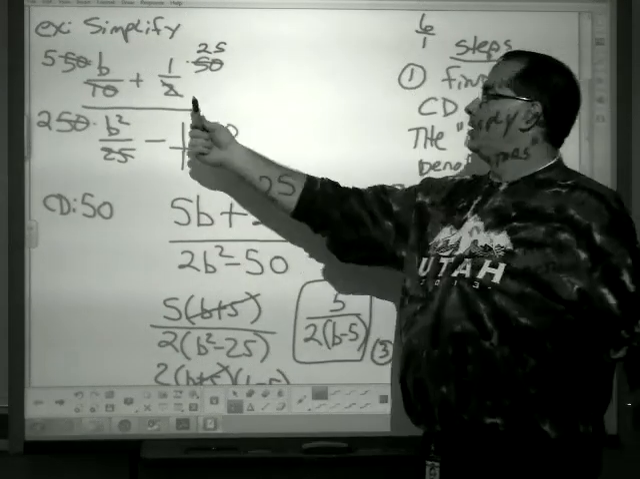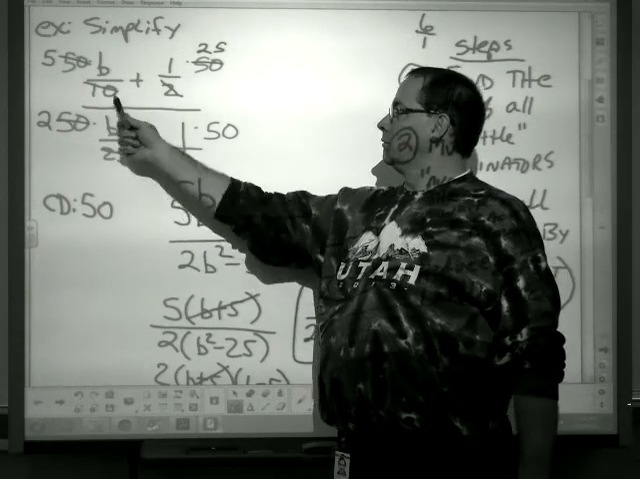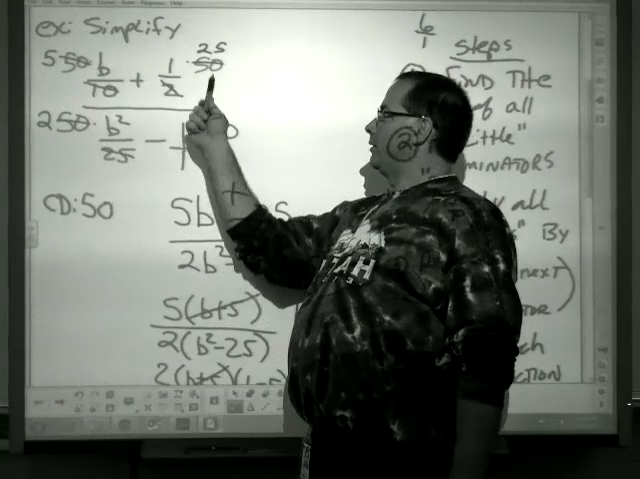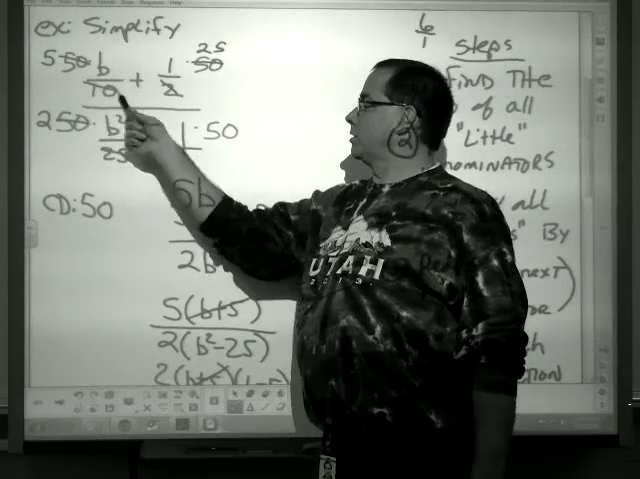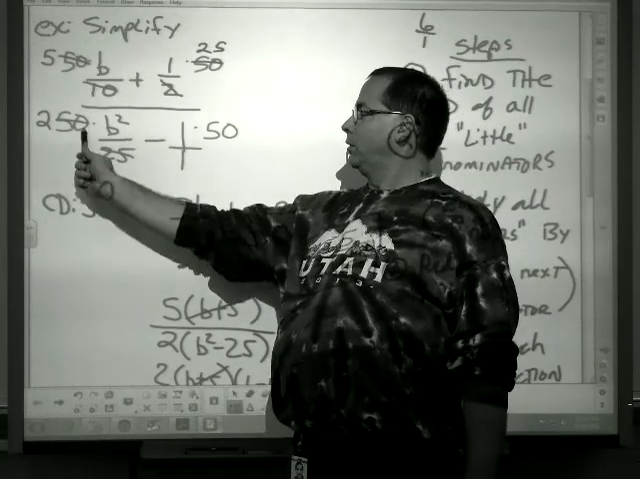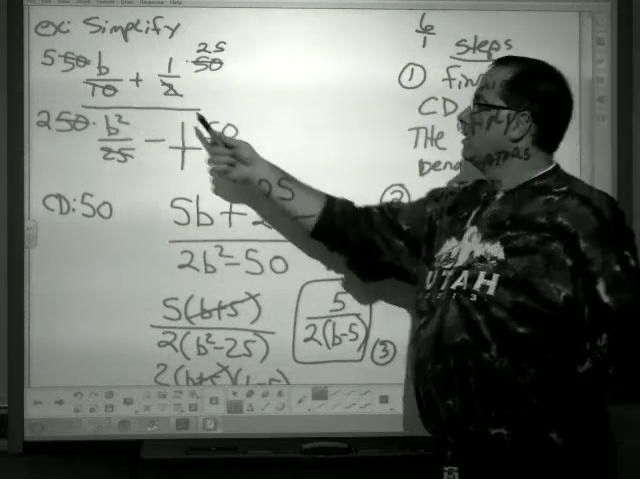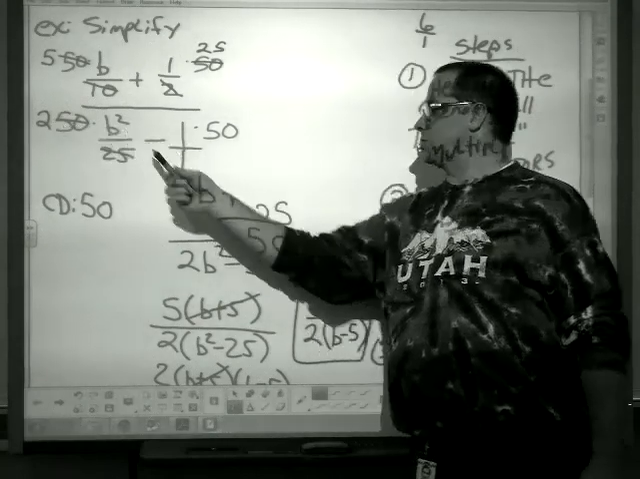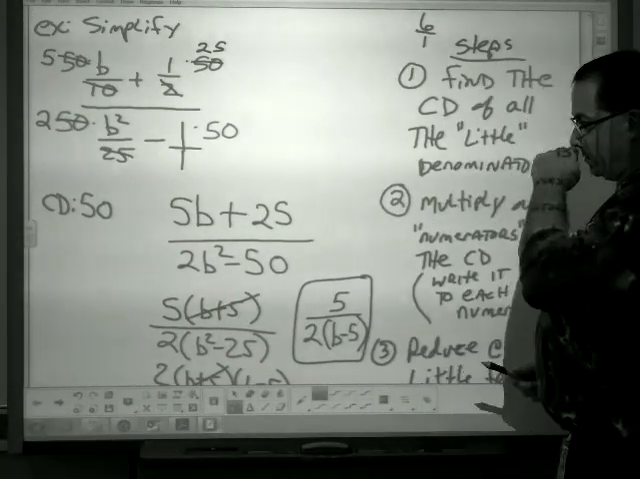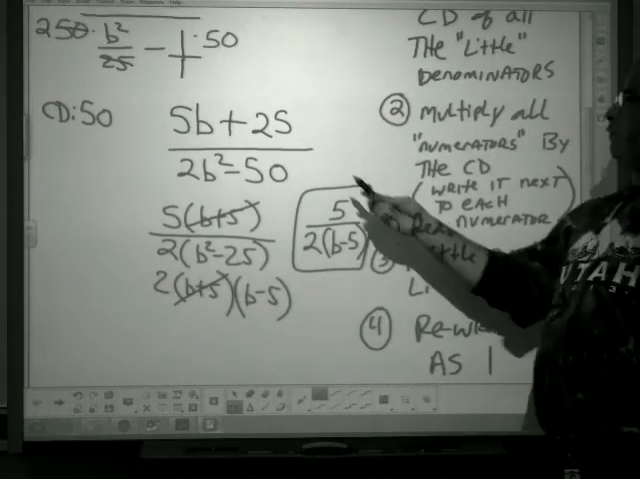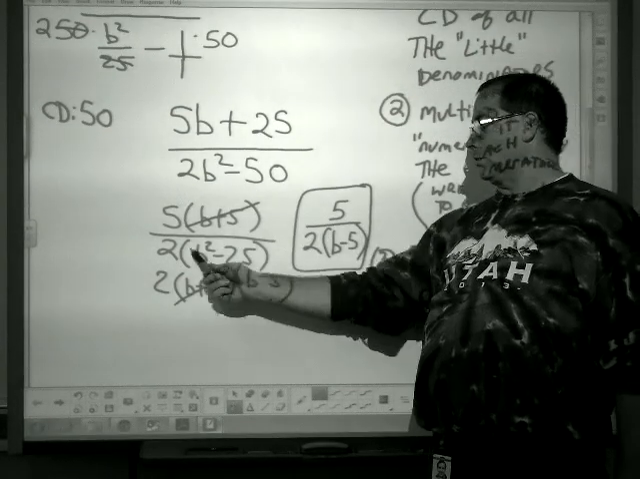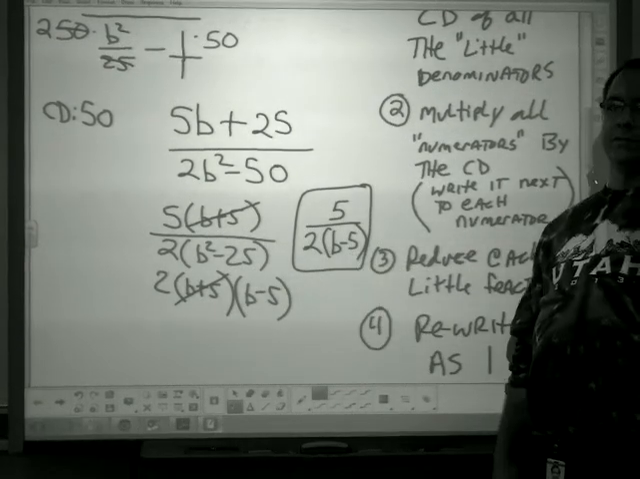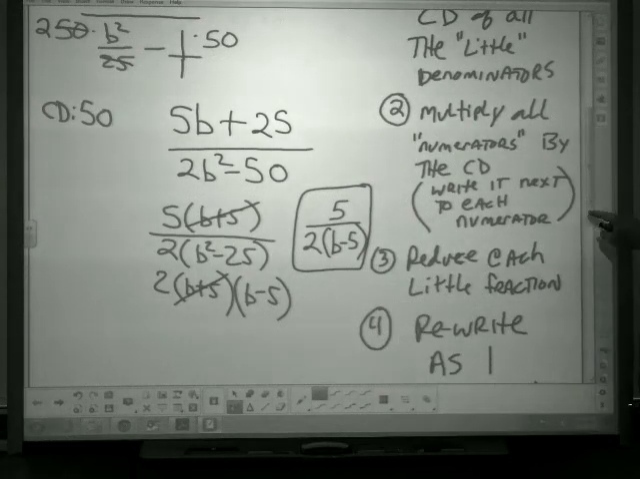So again, take all the little denominators, find a common one, write it next to each numerator, reduce, rewrite what's left. So 5 times b plus 25 over 2b squared minus 50. After you reduce, factor if possible, factor completely, reduce if possible, and now you have an answer. And that's how you do it. Let's take a look at another example.